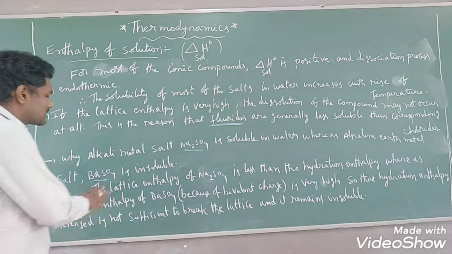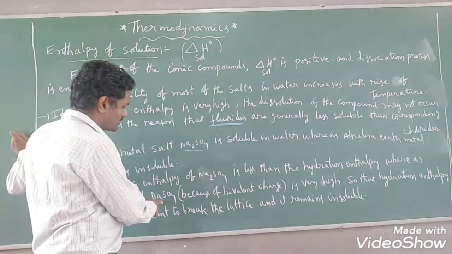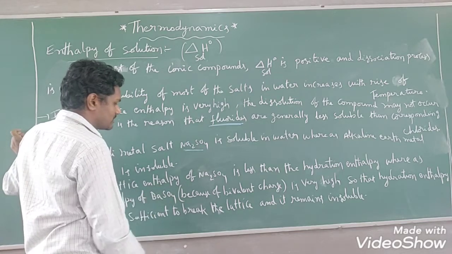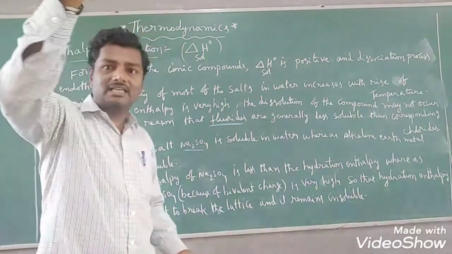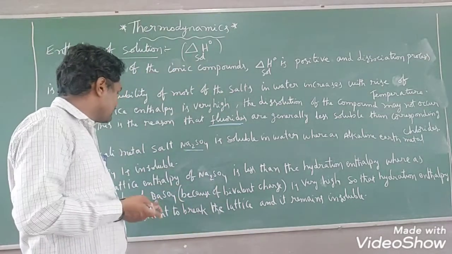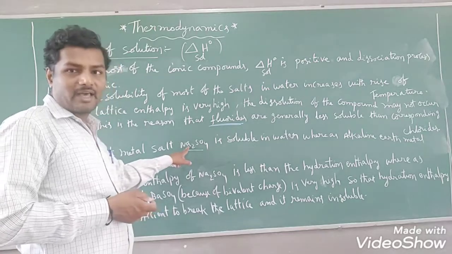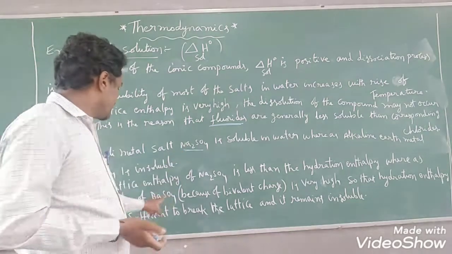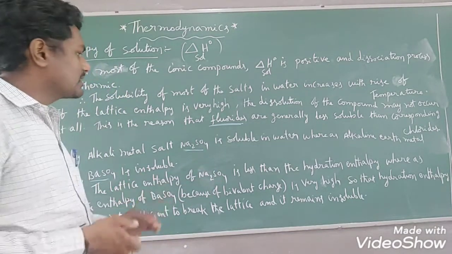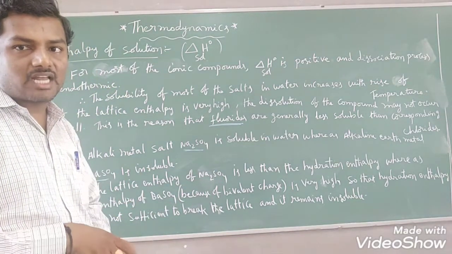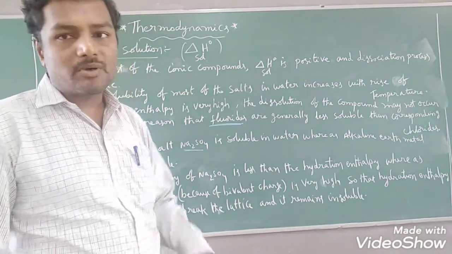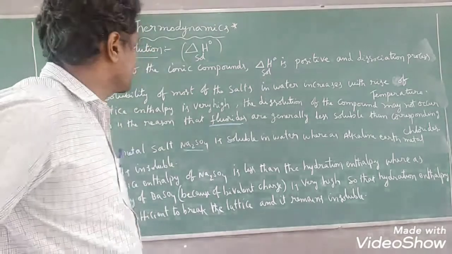So why is the BaSO4 lattice enthalpy very high? Because here the barium ion charge is what? Bivalent, +2 charge. As the charge increases, lattice enthalpy also increases, students. As the charge of the metal ion increases, lattice enthalpy also increases. Here you observe this is a monovalent ion only, Na+1. Here it is Ba+2. Because of the bivalent charge, this lattice enthalpy is very high compared with the hydration enthalpy. So whatever hydration enthalpy is released, it is not sufficient to break the lattice. Because of that reason, it is insoluble, we can say, students, right?